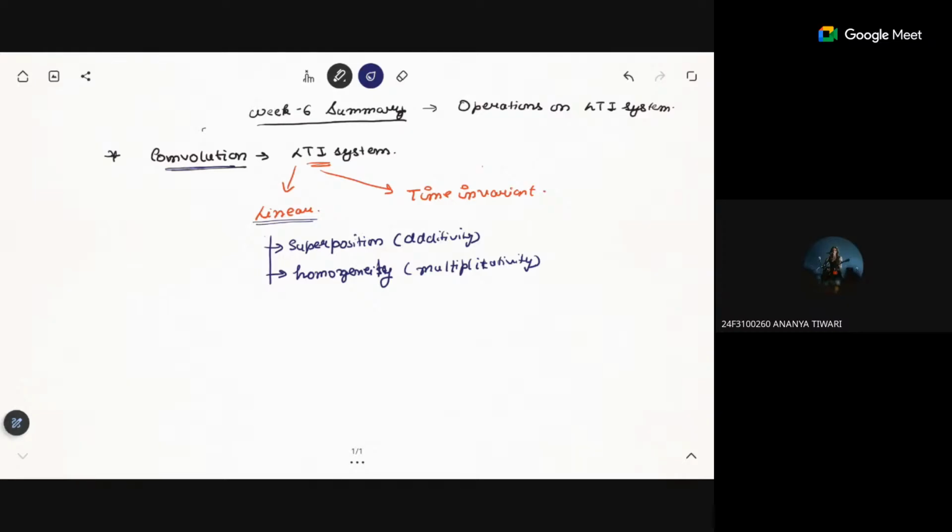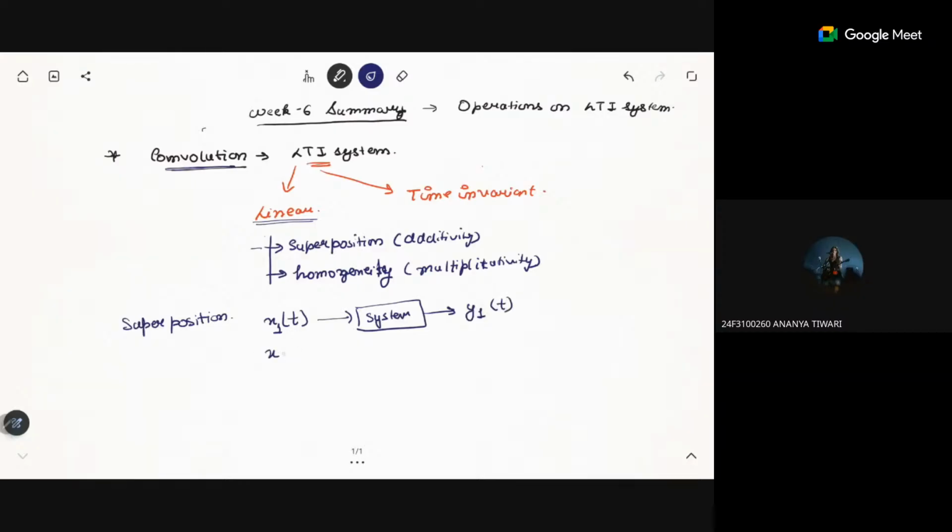So now, superposition. Let's understand what superposition is. You have one signal x1(t). You pass it to one system, and the output for this is y1(t).